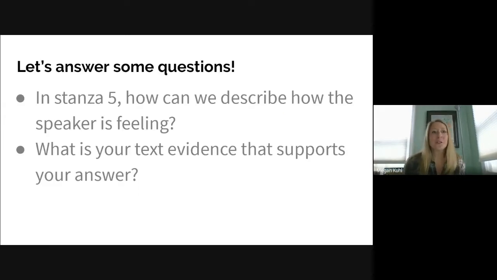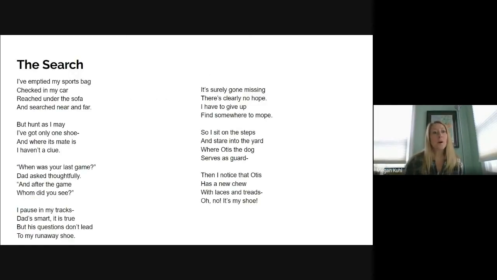So let's look at the first question. It says, in stanza 5, how can we describe how the speaker is feeling? What is your text evidence that supports your answer? So your text evidence is going to be what the poem says, and you're recording that in your first column. So let's go back to stanza 5. This poem has 7 stanzas total. We need to find stanza 5 and reread.